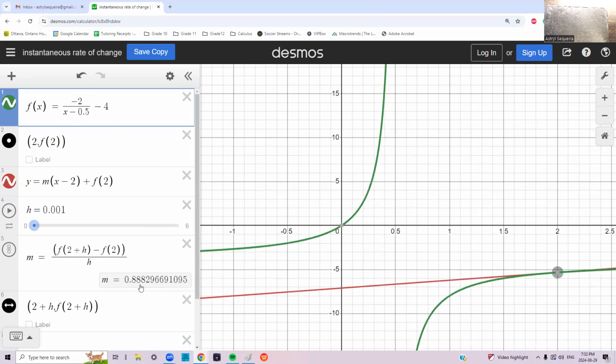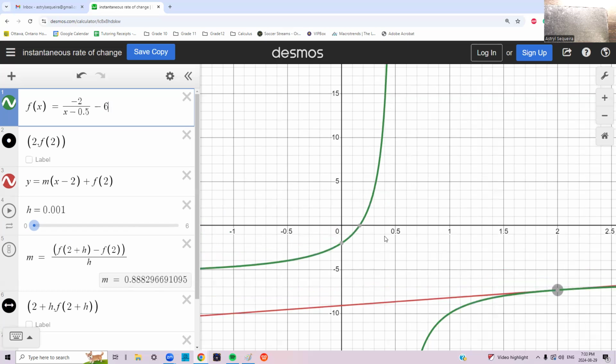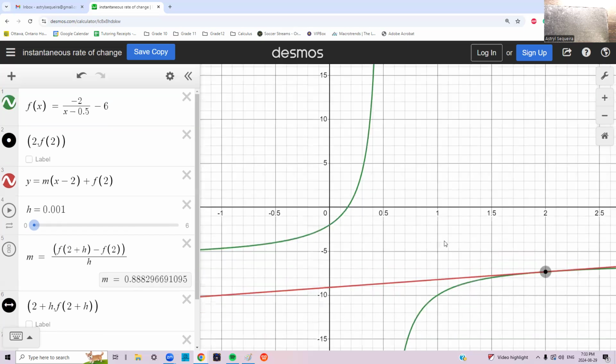Let's see how it affects the slope. Well, that's getting closer to 1.23. But my y-intercept has changed, so I need to move it down another 2 units. I'm going to change this to minus 6. I'm a bit closer now, but obviously I'm not at the right solution yet.